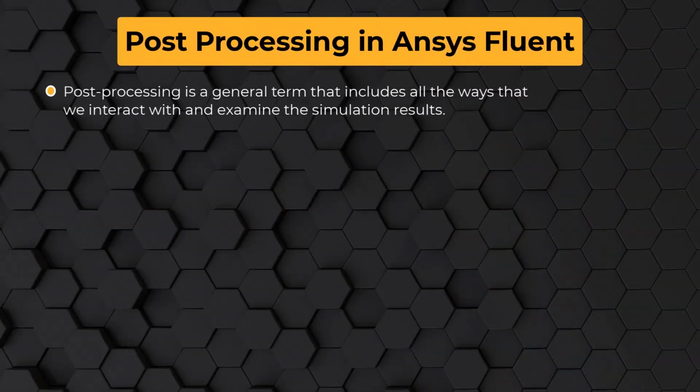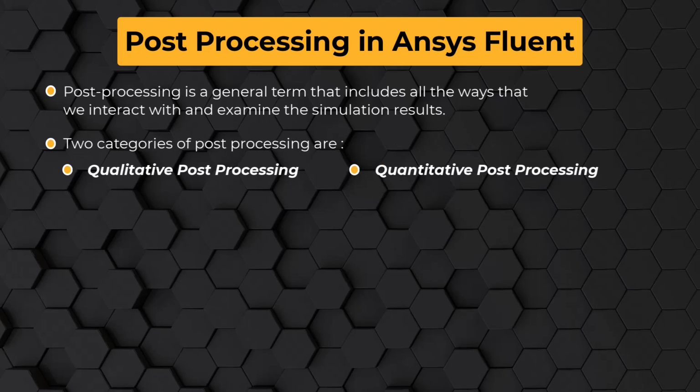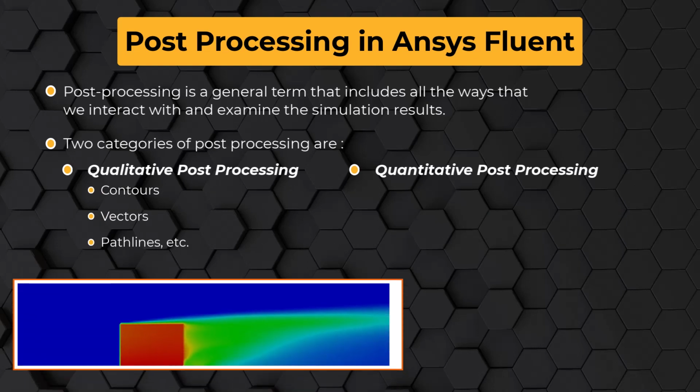Post-processing is a general term that includes all the ways that we interact with and examine the simulation results. Post-processing can be broadly classified into two categories, qualitative and quantitative. Qualitative post-processing involves contours, vectors, path lines, and much more, which can be used to visualize what the flow looks like and is primarily used to gain a visual insight into complex flow phenomena.